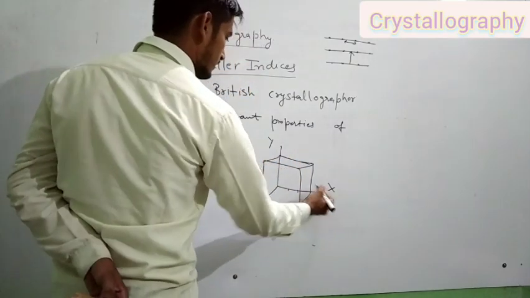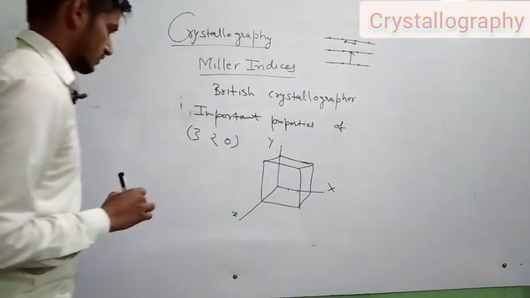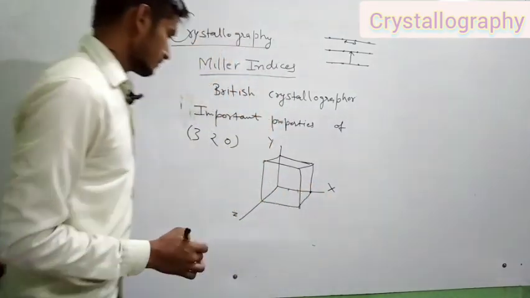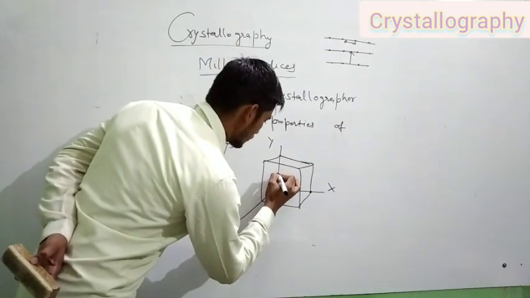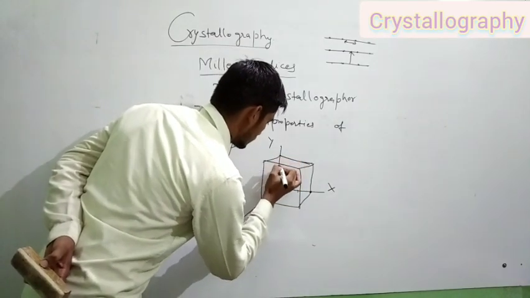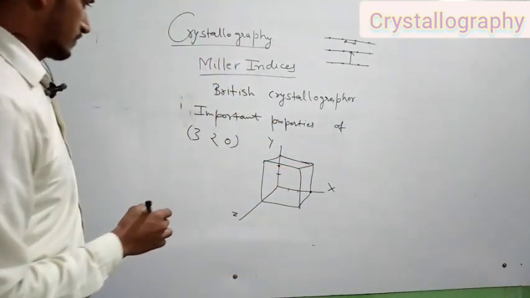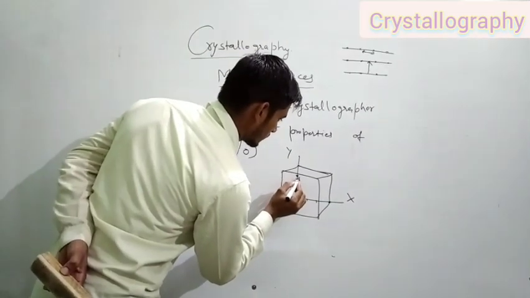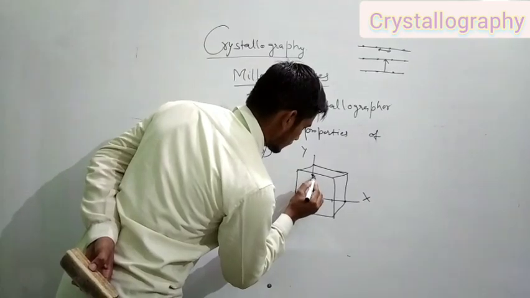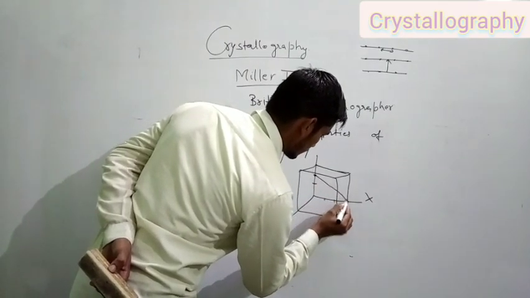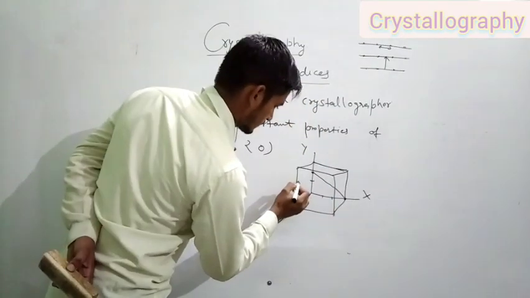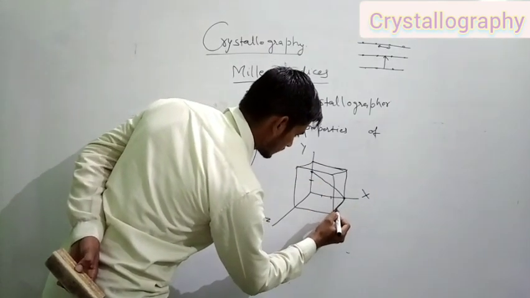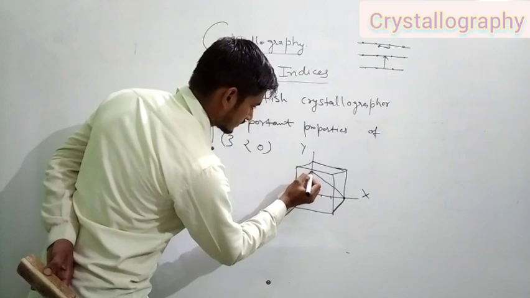This is the x-axis, this is the y-axis, this is the z-axis. Okay. X cut on 3, y cut on 2, z cut on 0. So the parallel line of this axis is this.